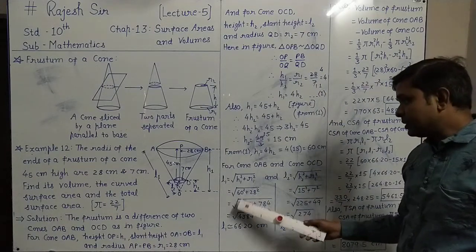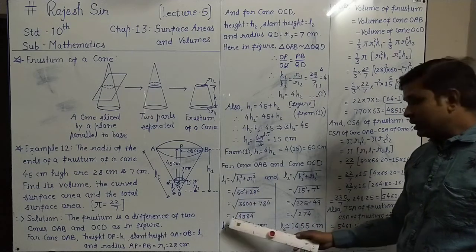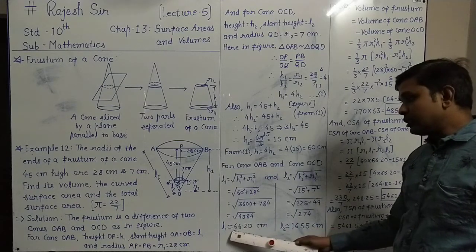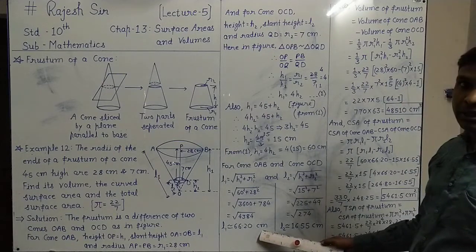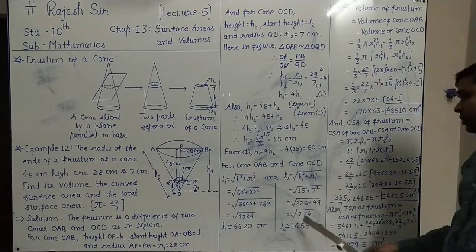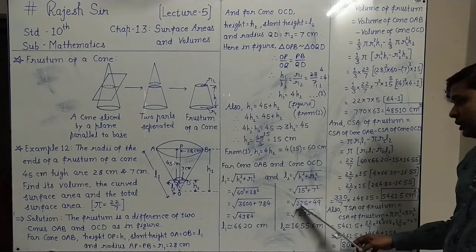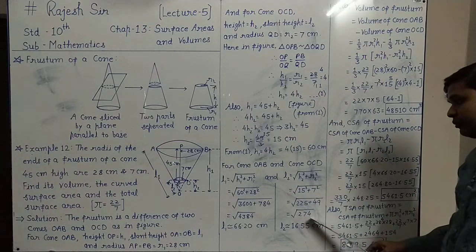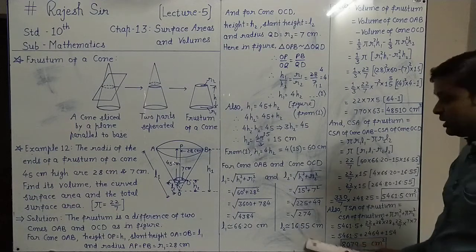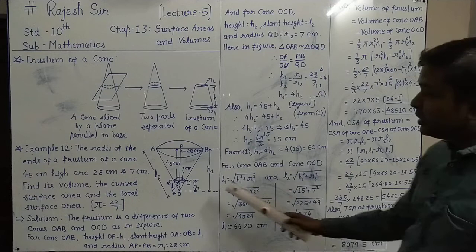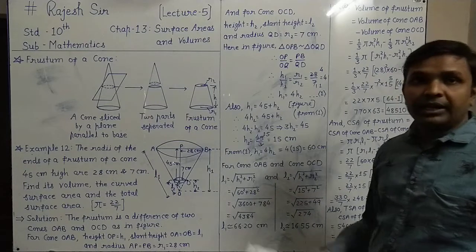Simplify this. 60 square is 3600 plus 28 square is 784. The sum of these two is 4384 under the root, and the root of 4384 is approximately equal to 66.20. So L1 equals 66.20 centimeters. Similarly, L2 equals 15 square, which is 225, plus 7 square, 49. The sum of 225 and 49 is 274, and its root is approximately 16.55. So L2 is 16.55.